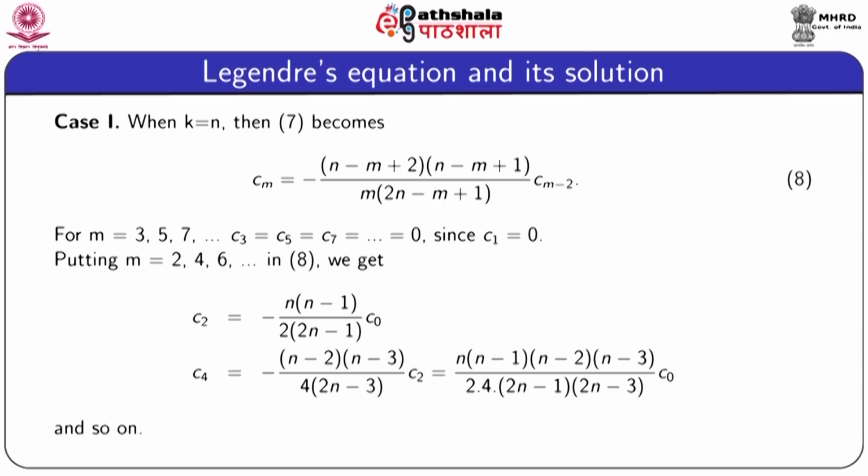Next, you put m equal to 4 in this particular expression, and when you do that, you get c 4 is equal to minus of n minus 2, n minus 3, 4 times 2 n minus 3 into c 2. Already, you have calculated this c 2 here. So, substitute this value of c 2 from here in here and you will get an expression of c 4, which is equal to n into n minus 1 into n minus 2 into n minus 3 divided by 2 into 4 into 2 n minus 1 into 2 n minus 3 times c 0. Like that, you can calculate c 6, c 8 and so on.